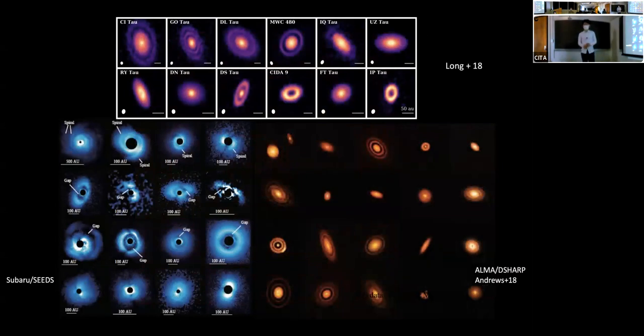All right, TW Hydra and MWC 758 are just 2 examples of resolved disk observations. By now, hundreds of disks have been imaged with sufficiently small inner working angle and sufficiently high angular resolution to reveal structures. And most of them do show some kind of structures. Here, I'm showing you a few galleries.